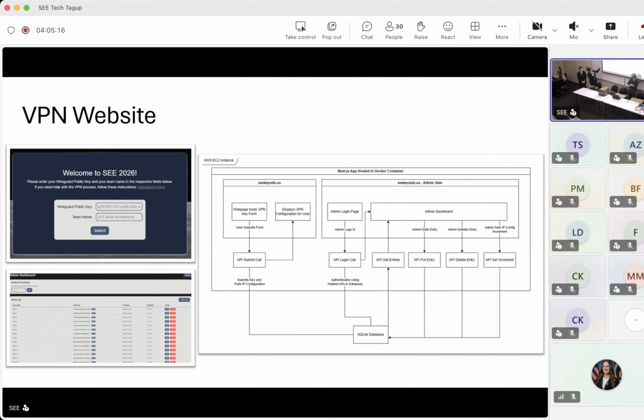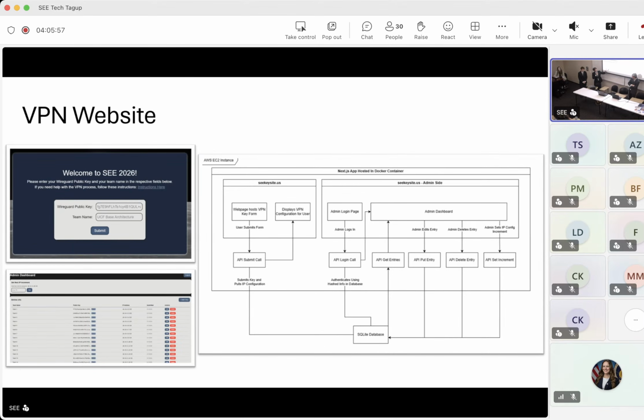So I developed this website for our project where other teams would be able to put in their team name and their public key, submitting it into the website. It then returned config information for them to put into their VPN, automatically configured from the website. And then on the other side of the website, we had an admin dashboard where the admins, that being us or the rest of the SEE team, would be able to look at their public keys and then insert them directly into the configuration for the server. So that way, it was as seamless as possible to get all the VPNs configured and connected to each other.